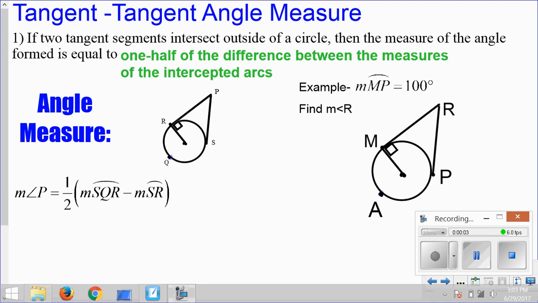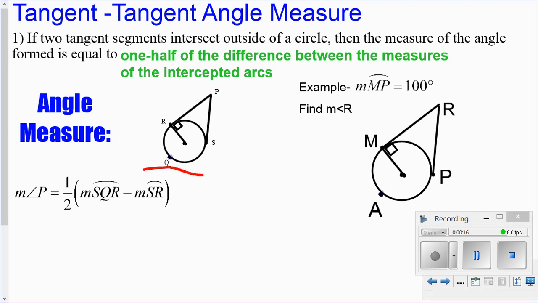Okay, in the last lesson we looked at chord and secant. Here we're going to take a look at tangent. So we already know what a tangent is, and if we're looking at this diagram here, we do have two tangents, and they're intersecting at a point outside the circle.